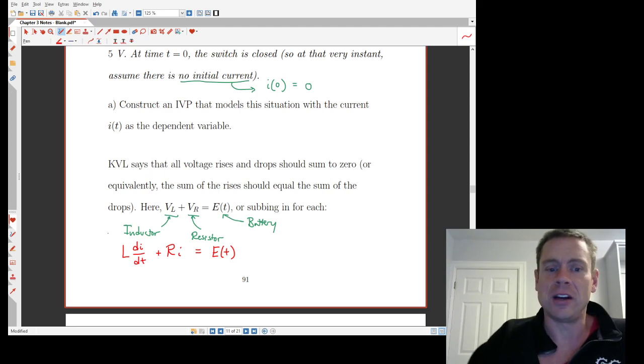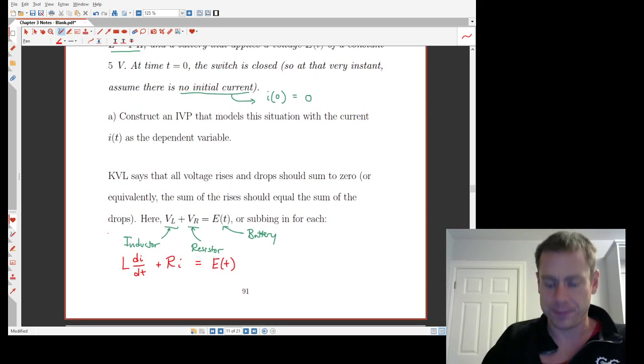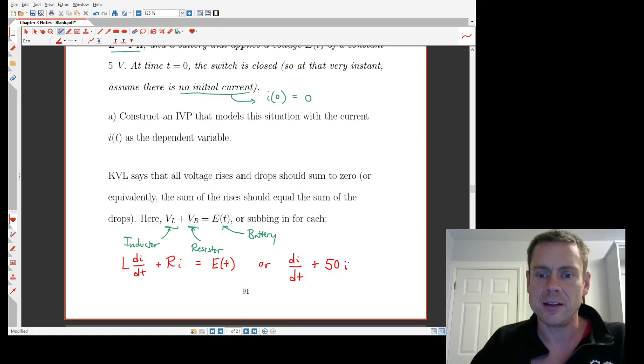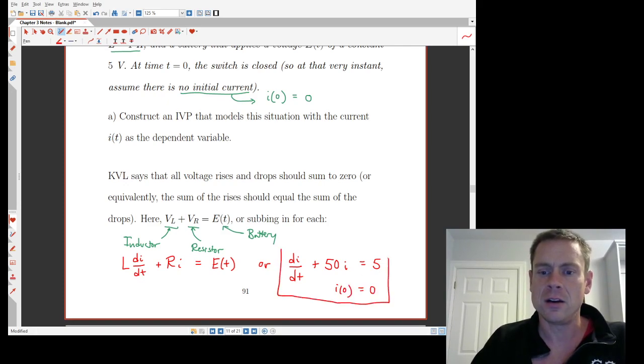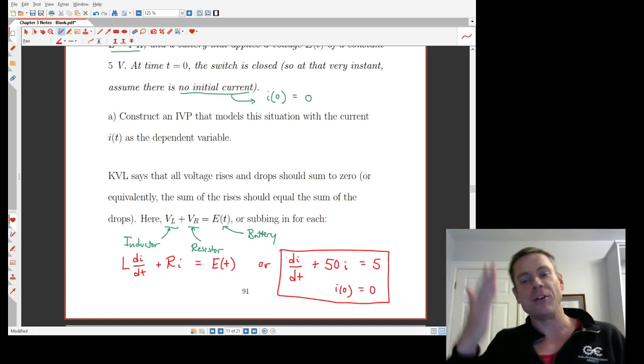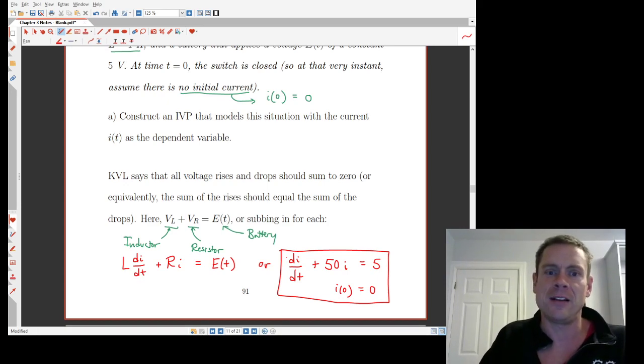And I have all the values here. L was 1, R was 50, and the E of t was simply 5. So we get di by dt plus 50I equals 5. And our initial condition we wrote before was I of 0 equals 0. And bingo, just like that, we have an initial value problem. No problem, right? If you know the components and you know the formulas that are associated with them, then putting together a differential equation like this is really no problem at all. So don't stress about it. It's just a matter of remembering those different pieces of the puzzle.